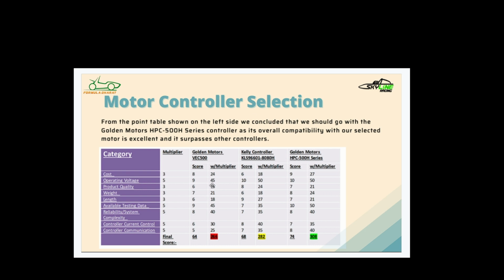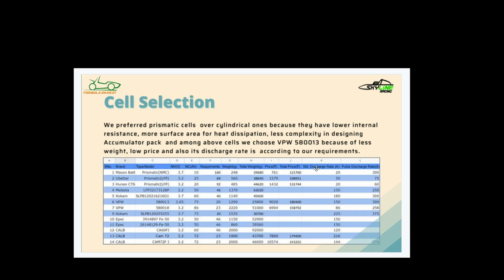Motor controller selection. For this, we also compared different vendors. We first took into consideration the Kelly controller, but after comparing it with the Golden Motors HPC 508 series, we got an overall score of 308, which is much more than the Kelly one. That's why we opted for Golden Motors.